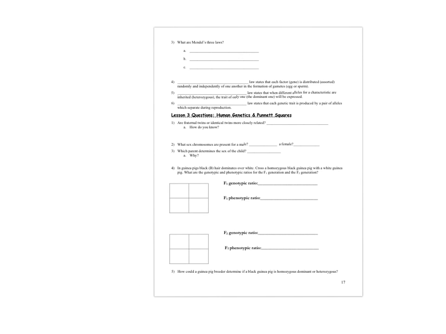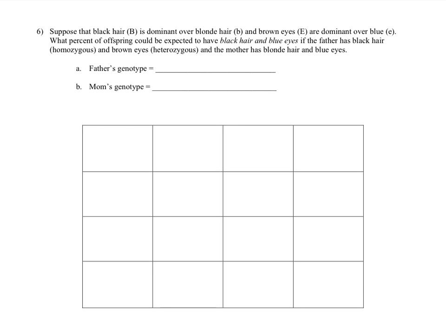Let's make sure you understand all these genetic ideas, so review them and see if you can find the answers. Here are some more review questions based on what you've done up to now. What we're talking about here is the father having big B and big E, little e. How do I know that? Father has black hair and he's homozygous, and brown eyes or heterozygous. And mom has blonde hair, blue eyes, so she's little b, little b, little e, little e.